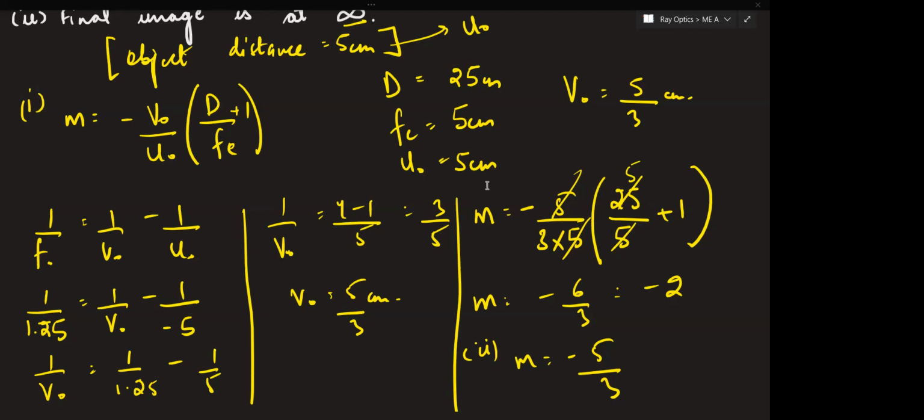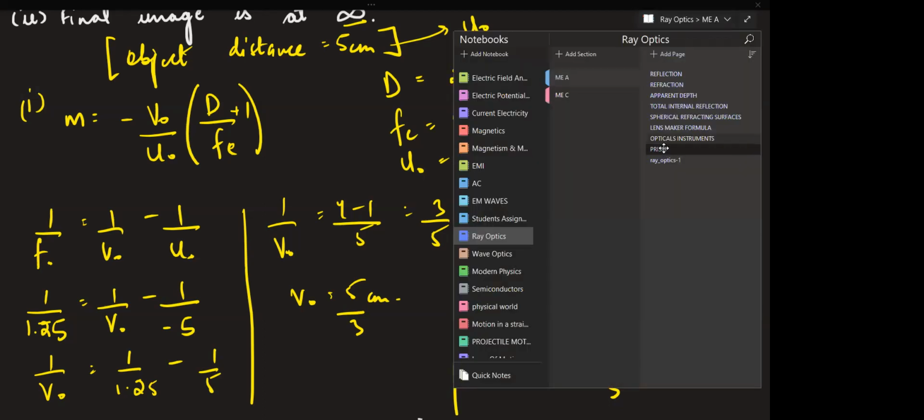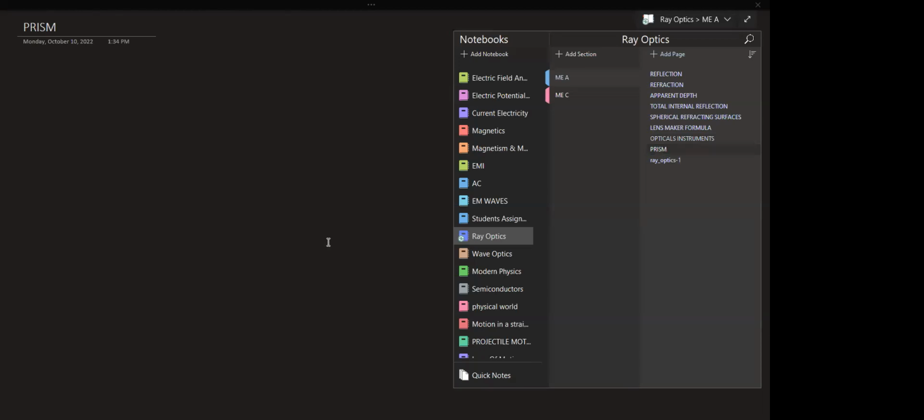Otherwise, I'll confirm later on, because right now I'm not sure whether telescope is included in your board examination or not. For your entrances, it is there, but for your CBSE board examination, I'm not sure about it. So I'll confirm. And if telescope is included in your syllabus under optical instruments, because last year it was included, for this year I'm not sure. Then we'll have the class of telescope on the next, that is Thursday itself. Okay, starting with prism.